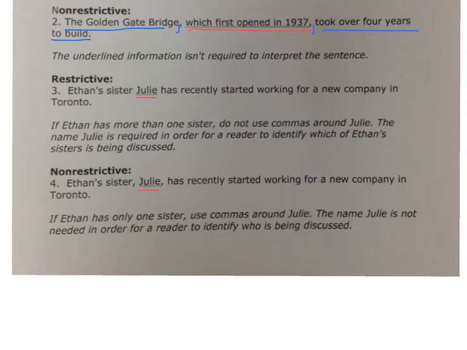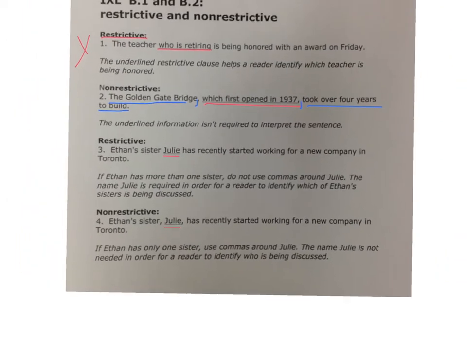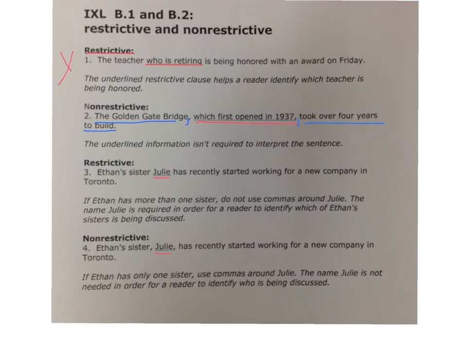All right, so that's restrictive and non-restrictive information. The key is that restrictive is required. You need this information to have the sentence make sense, to have what is being said or who is being identified clearly. Non-restrictive is not required. You do not need that information, and so you set it off with commas.